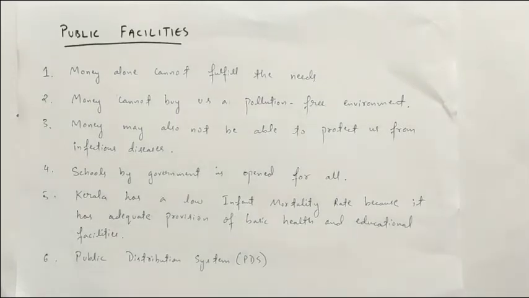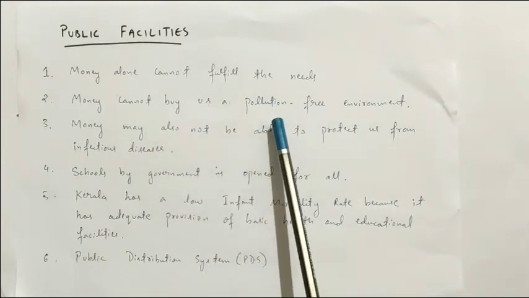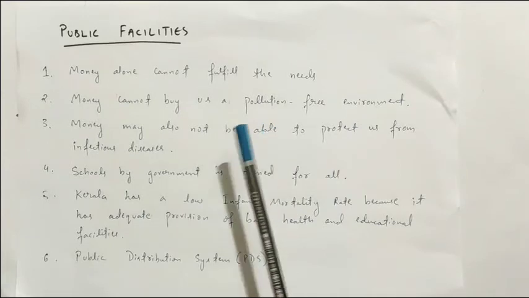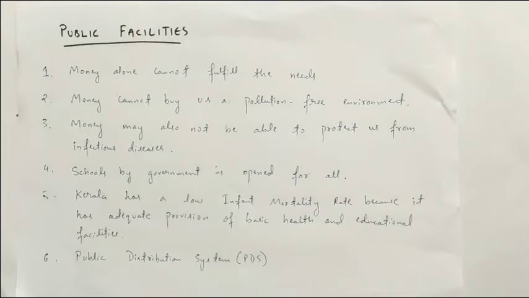And as per your book, there is a statement given, a very important statement, that is, money in your pocket cannot buy all the goods and services that you may need to live well. So, we can see that income by itself is not a completely adequate indicator of material goods and services that citizens are able to use. Money alone cannot fulfill the needs, and it cannot buy us a pollution-free environment, and money may also not be able to protect us from infectious disease.